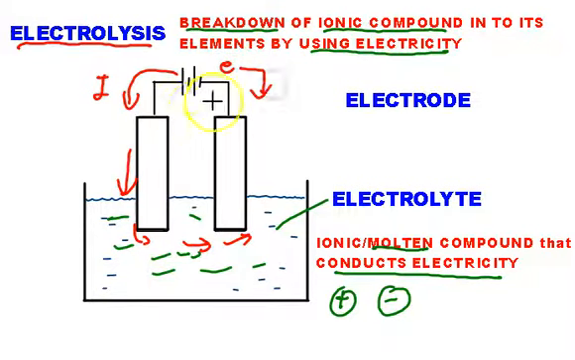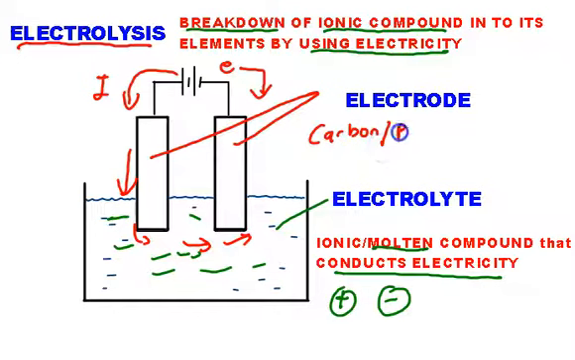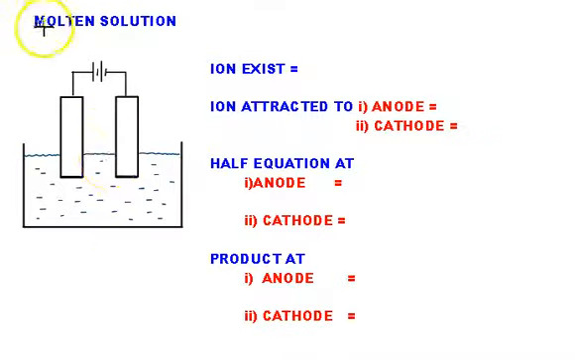Now for electrodes, the commonly used are carbon and platinum, but platinum is quite expensive to be used in industry, so they will be using carbon in most cases. Why are they using carbon or platinum? Because it is inert. It is stable and does not react with the electrolytes. Now we go to the first one, molten solution.